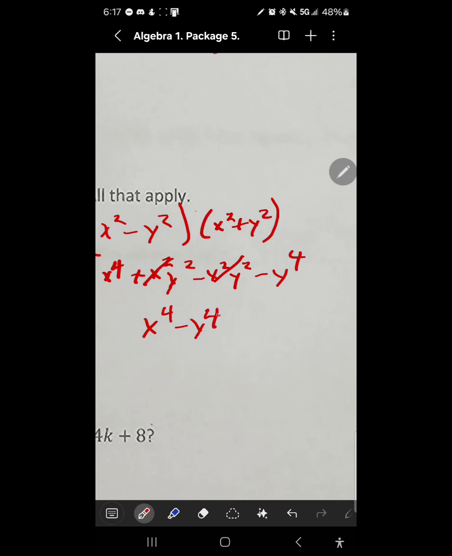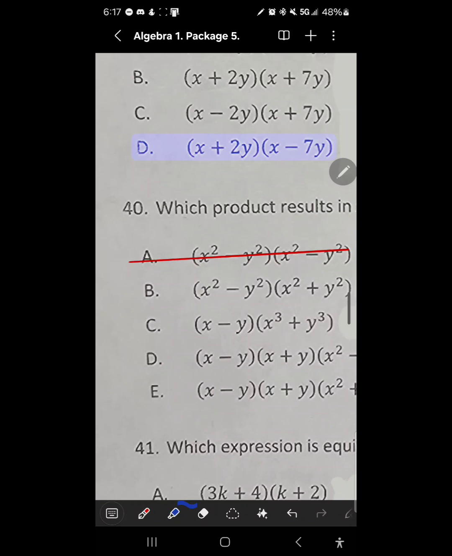x⁴ minus y⁴, which is exactly what we're looking for. So this is one of the answers. Now what about if I do this?